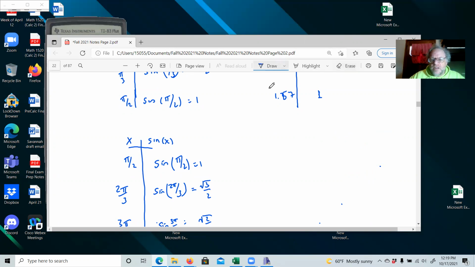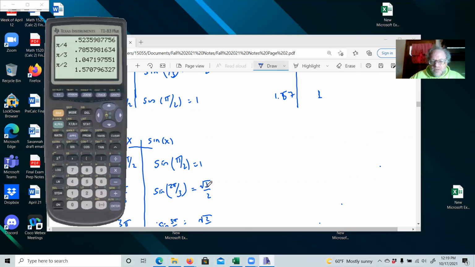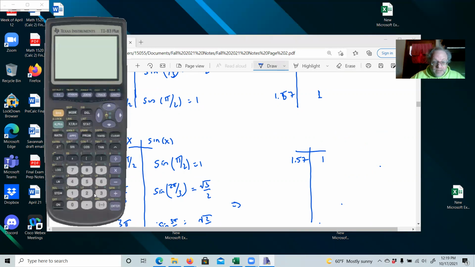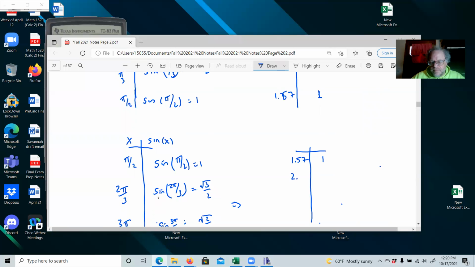All right. So just to go through and say, well, what was pi over 2? Pi over 2, decimal wise, was 1.57. My y value was 1. 2 pi over 3, I don't know. So this is 2/3 times pi. Okay, this is 2.09. Square root of 3 over 2 is still 0.866.